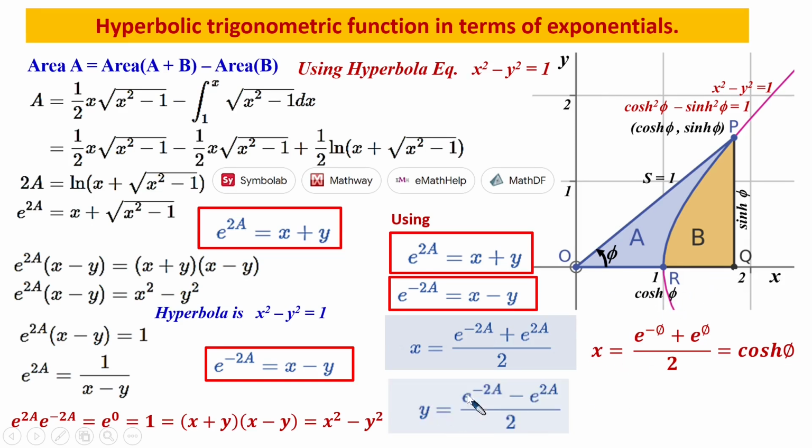Similarly for y, you subtract them: this minus x will get cancelled, this will become plus, so 2y is this minus this. So y I can express as e to the power phi minus e to the power minus phi by 2, which is sine hyperbolic phi.